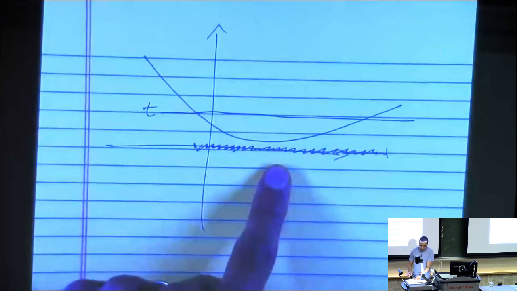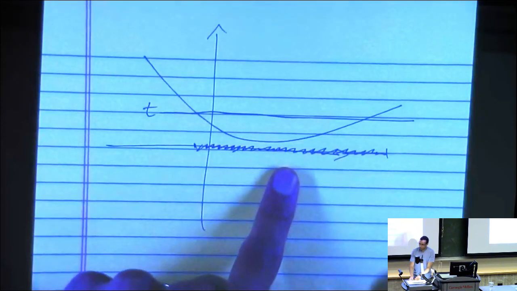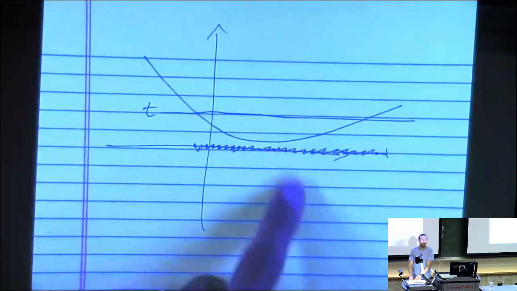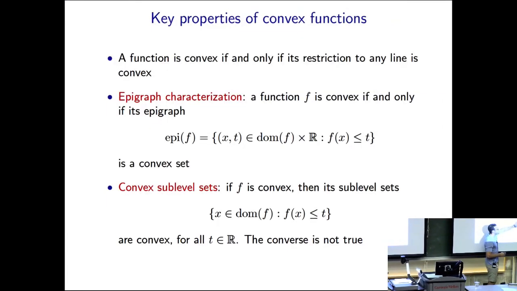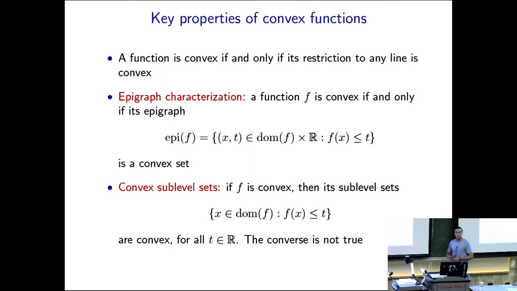Okay, it's called a sublevel set at level t. So for a convex function, all these sets are convex for any t. How about the converse? If I gave you a function with this property, that all of these sets are convex, is it a convex function? No, it's not true.